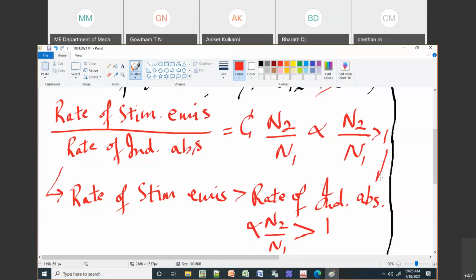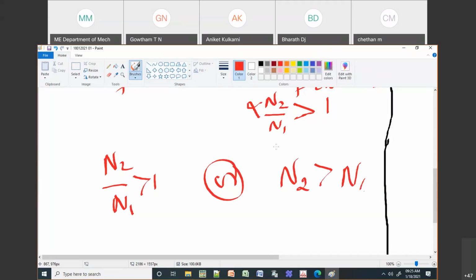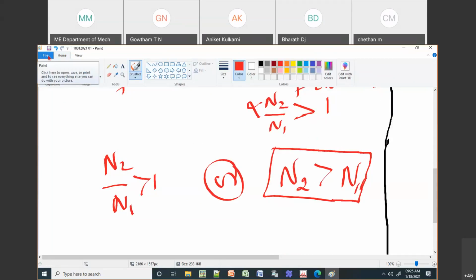Only in that case is the rate of stimulated emission greater than the rate of induced absorption. So if I go further, N2 by N1 is greater than 1, or N2 is greater than N1. Now, what is the steady state condition of the populations? We did the Boltzmann factor, right? When we did the Boltzmann factor, we said there is a relation between N1 and N2. What is that steady state? We did that derivation.